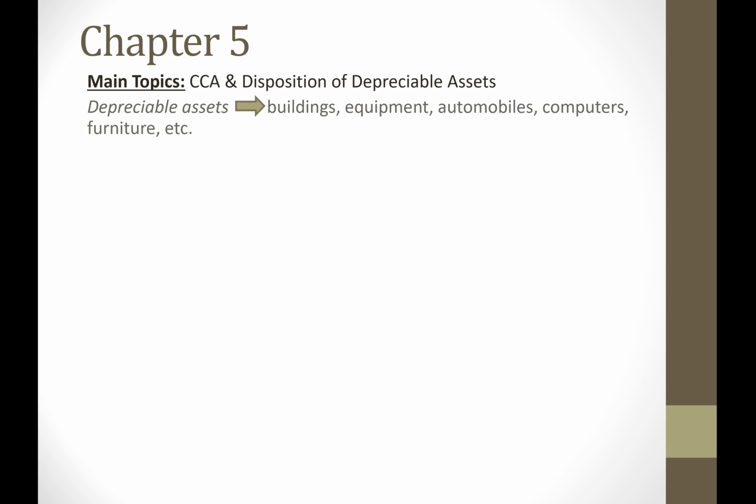So first of all, what is a depreciable asset? Well, some examples are buildings, equipment, automobiles, computers, and furniture. Depreciable assets are anything that basically has a wear and tear factor where the asset will lose value over time.